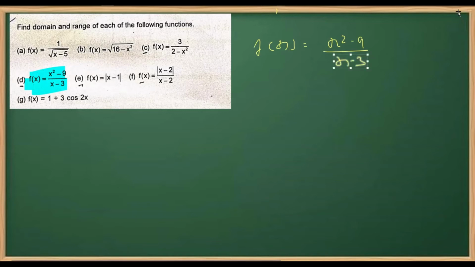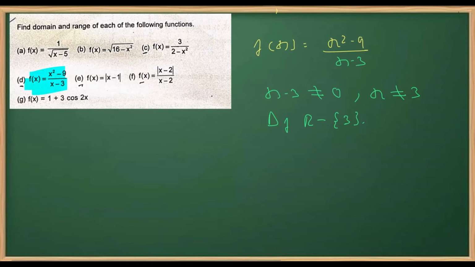As you can see, the function is in the form of p by q. From here, you can say that x − 3 cannot be 0. That implies x is not equal to 3. So the domain of this function will be all real numbers except for the element 3, right? So this is the domain.